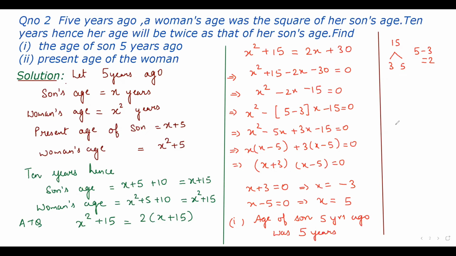Okay. And second part, present age of the woman. Present age of the woman is x square plus 5. x is what? 5. So it will be 5 square plus 5. That is 25 plus 5, which is 30 years. Okay. So we got the answer here.